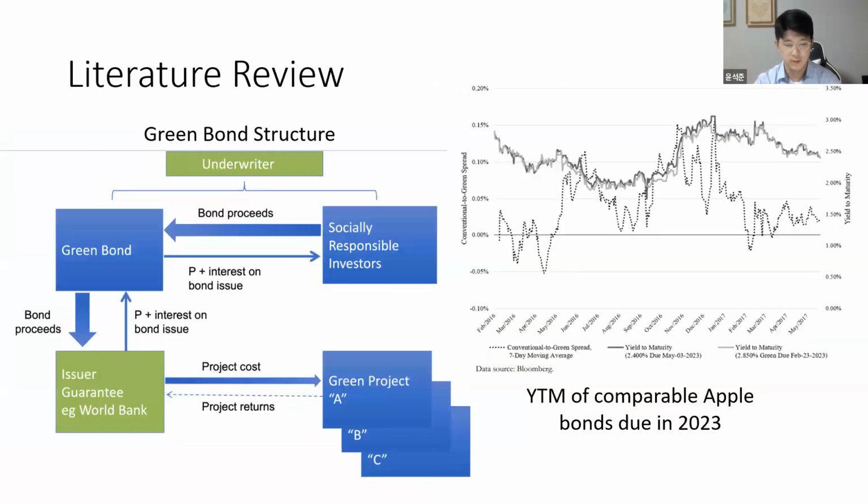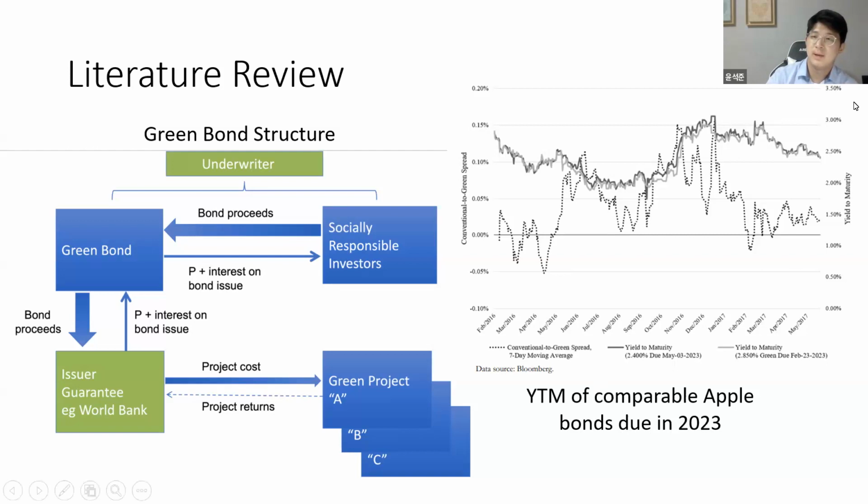The literature review will go over notable existing literature by understanding the structure and benefits of Apple's green bond, and furthermore acknowledging the data analysis method used by the previous research. The graph on the right side is really important to my paper because this is the YTM of comparable Apple bonds due in 2023.